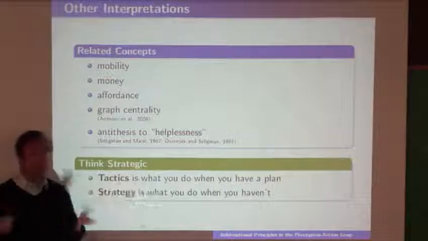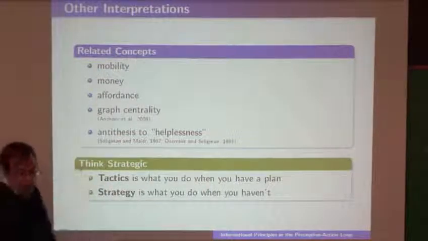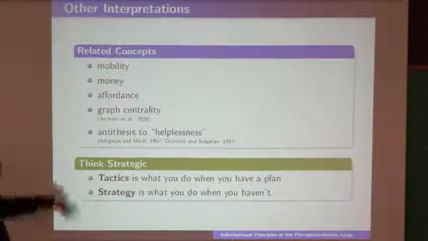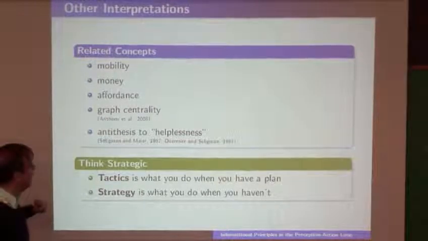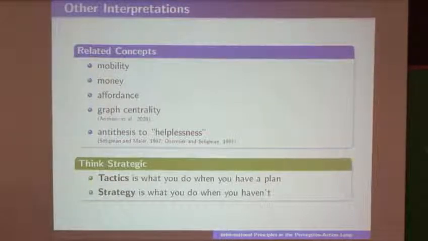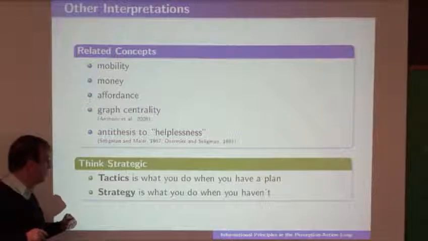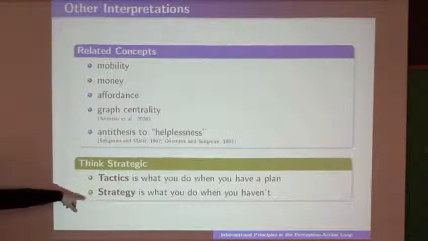Money, of course. You have more money, you can do more things. Affordance. There's a door, and I can turn the grip, or I can't turn the grip. Or I have to pull it, and it's hard to pull, or it's easy to pull. Graph centrality, transition graph centrality is very related to that. It's basically the antithesis to helplessness. Again, this is a psychological term, but this is not something I can talk about too much now.